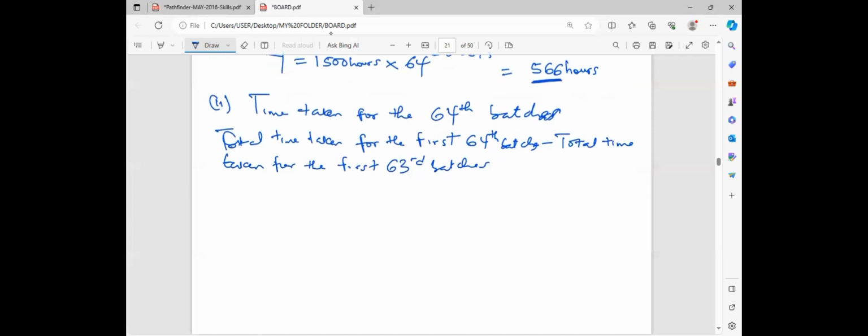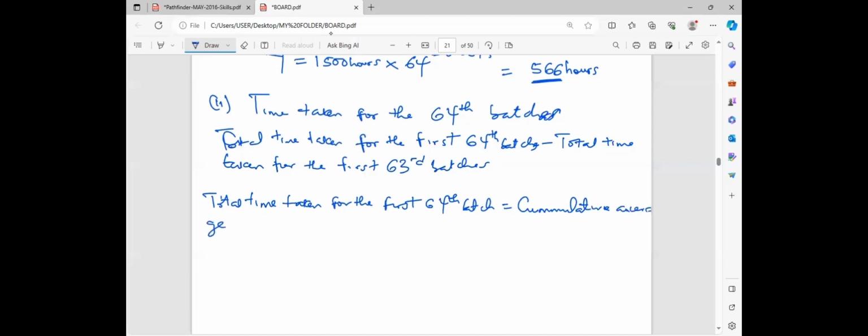So what is the total time taken for the first 64 batches? The total time taken for the first 64 batches is equal to the cumulative average time for the first 64 batches times X.